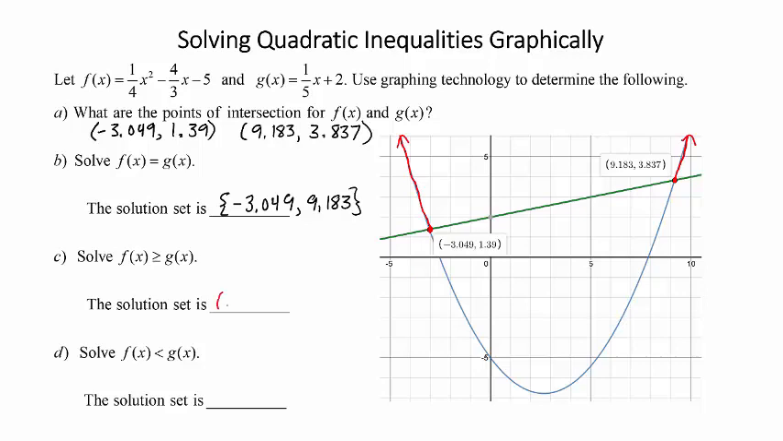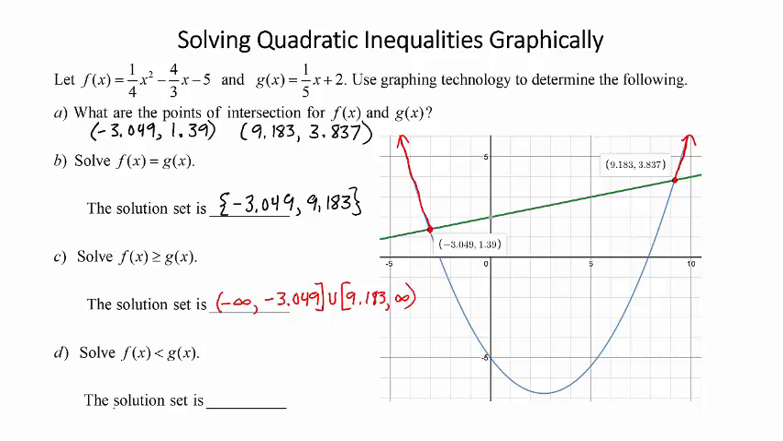So the solution set is negative infinity up to negative 3.049. Okay, and we're using a solid bracket since we've got greater than or equal to, in union with 9.183 to infinity, right? Now, lastly, we want to solve f of x less than g of x.